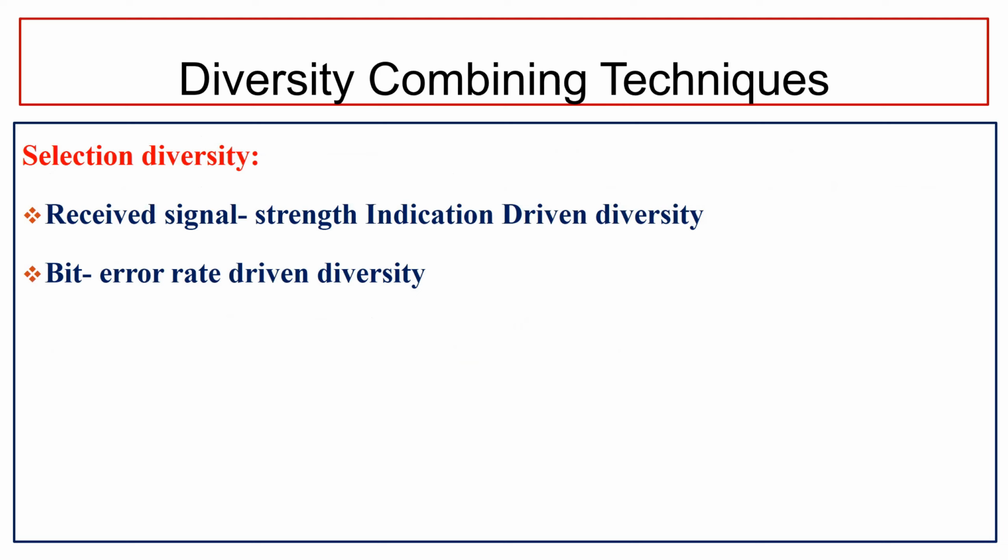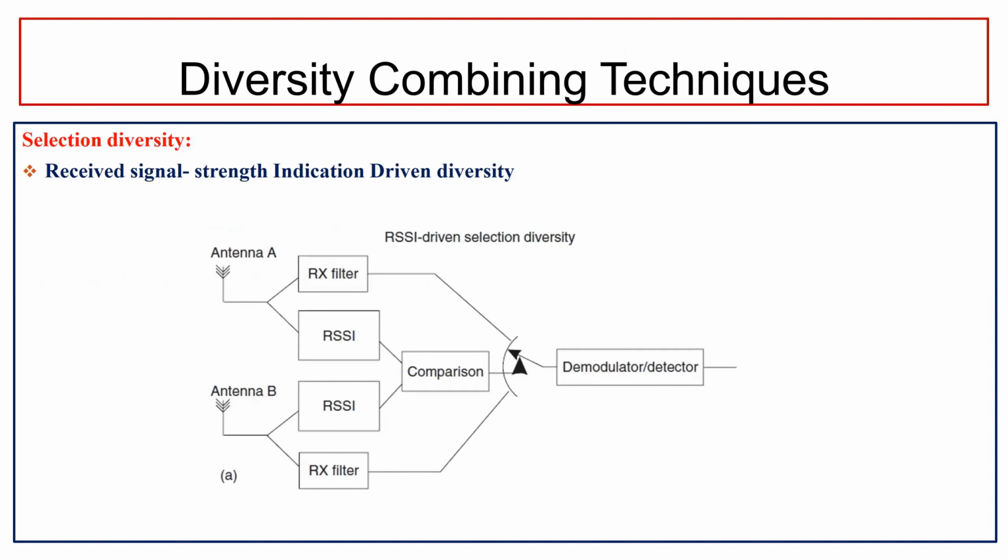In this scheme, we can use two types of parameters. One is received signal strength indication driven diversity, and the second one is bit error rate driven diversity. In this scheme, the receiver monitors the SNR value of each diversity branch and chooses the one with the maximum SNR value for signal detection. In RSSI diversity, we measure the RSSI at each receiving side. The receiver selects the signal with the largest instantaneous power, or received signal strength indication, and processes it further.